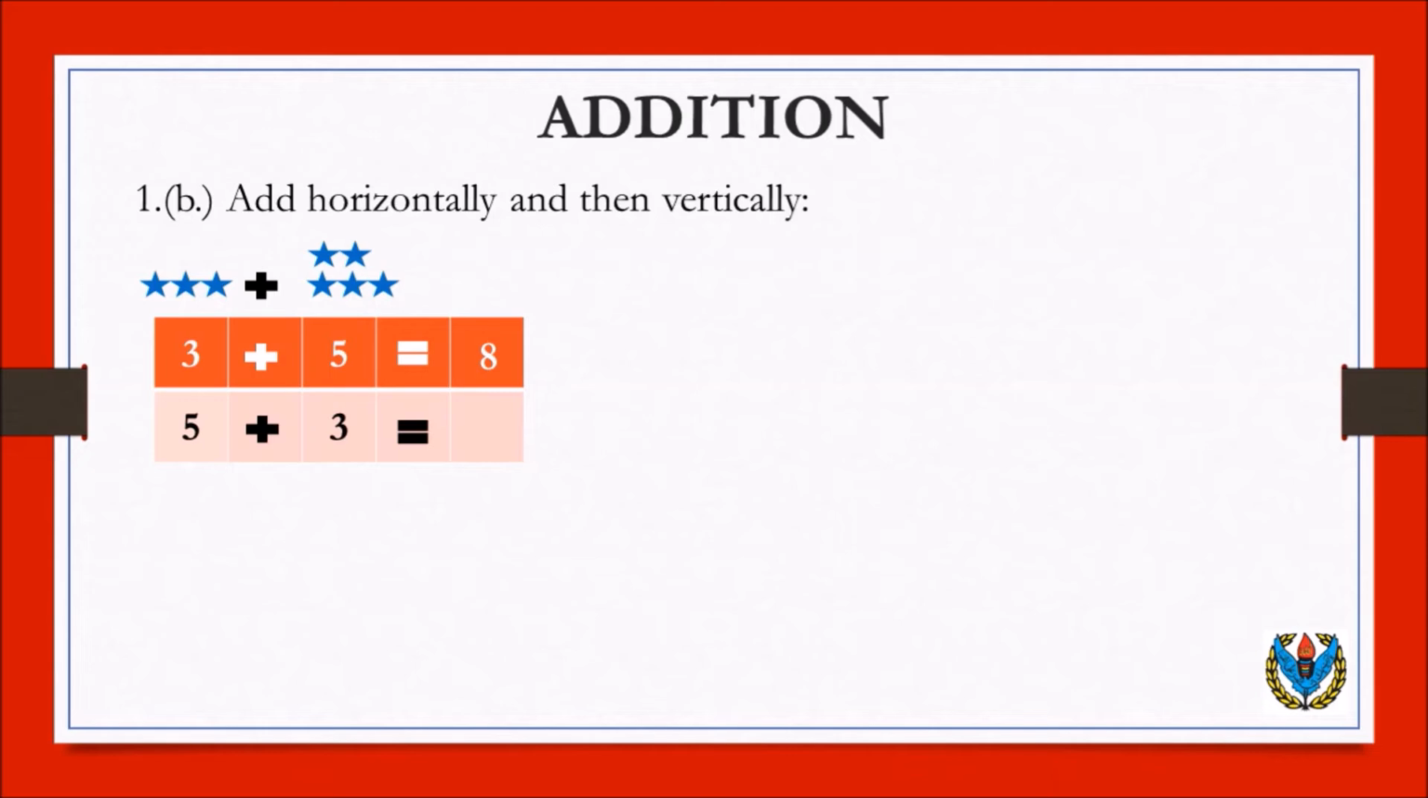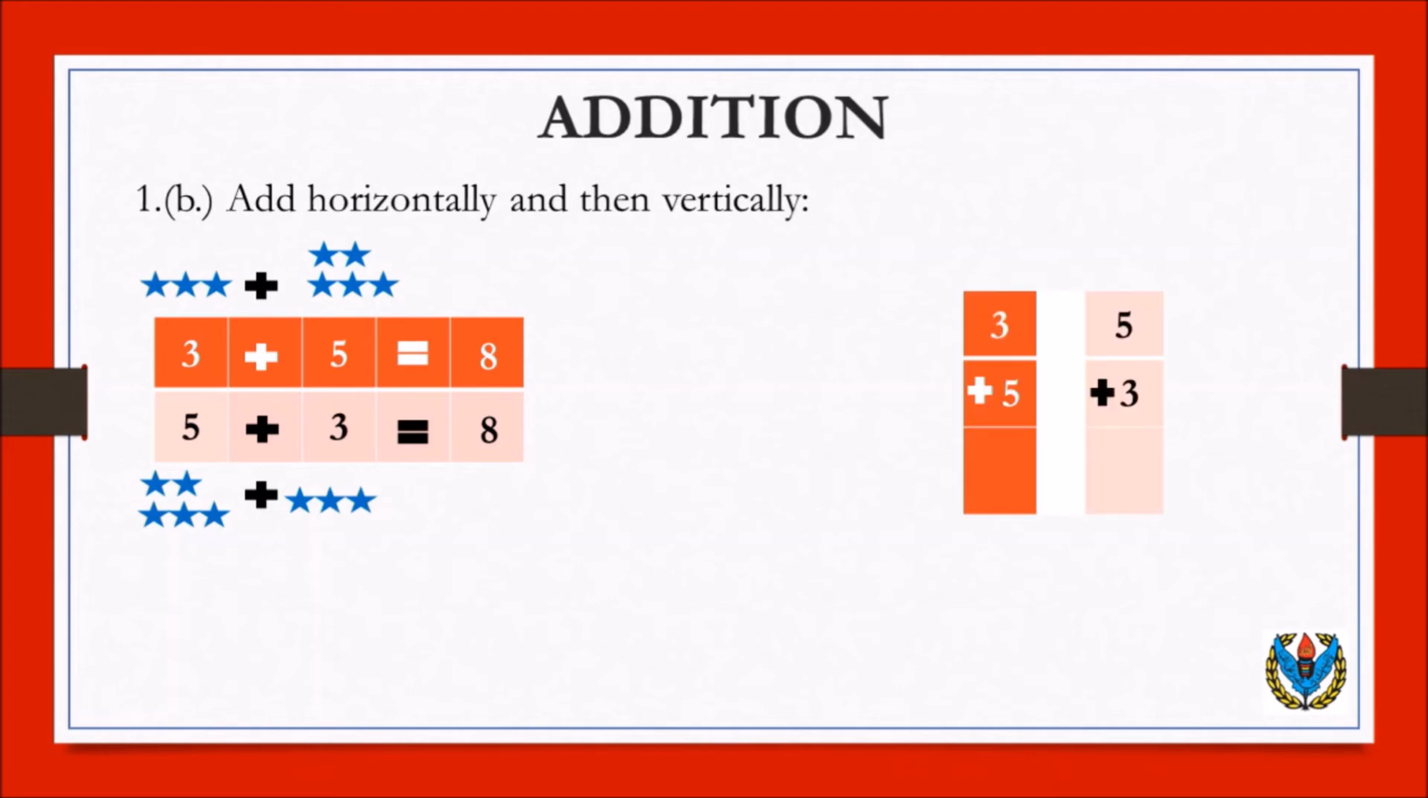The next question is 5 plus 3. We will draw 5 stars. 1, 2, 3, 4, 5. And then 3 stars. 1, 2, 3. Add them. The answer is again 8 because the numbers are same but the order is different. So, the answer remains the same.